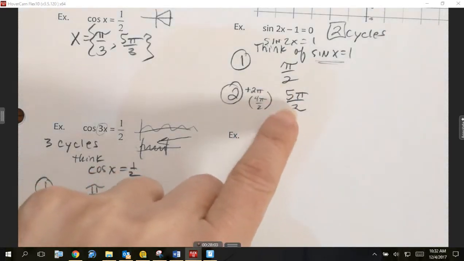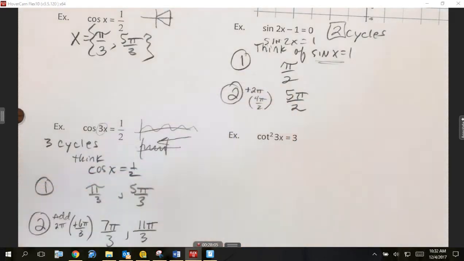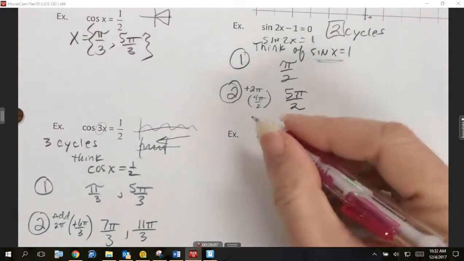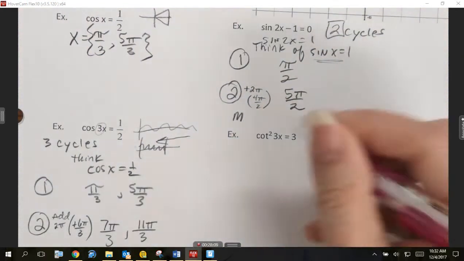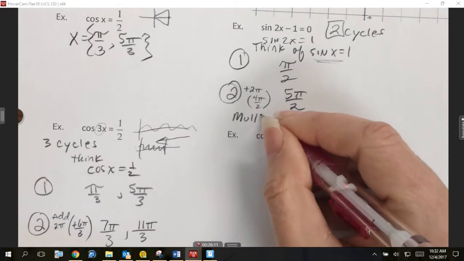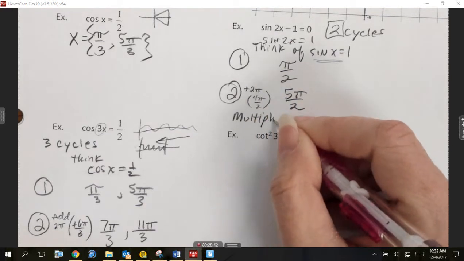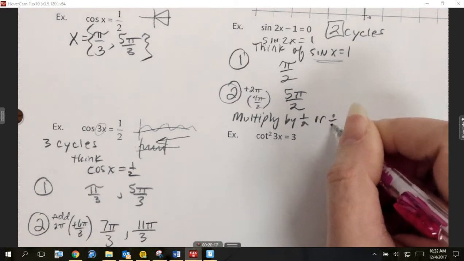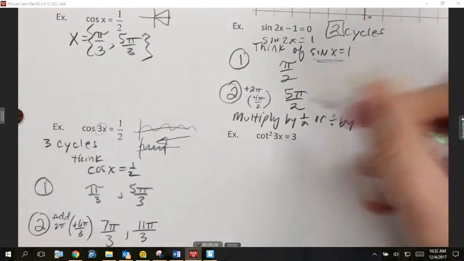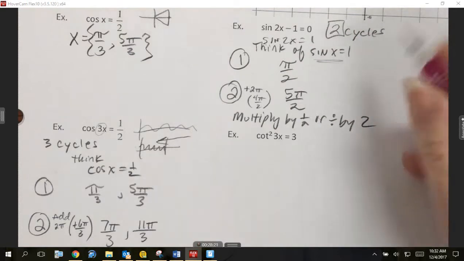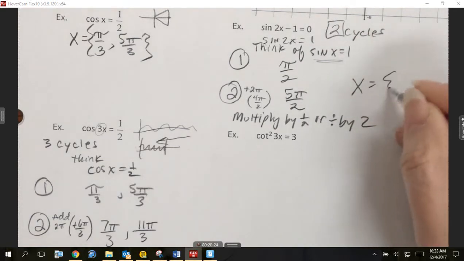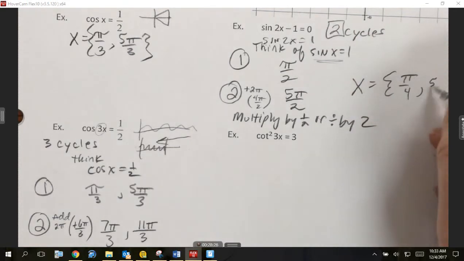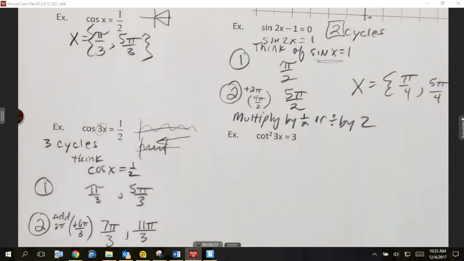Is 5 pi over 2 bigger than 2 pi? It is, so I now have to shrink it down by multiplying by half or dividing by 2. However you want to think about it, it's what you would normally do in the table if you were graphing this. So we get pi over 4 and 5 pi over 4 as our 2 solutions.